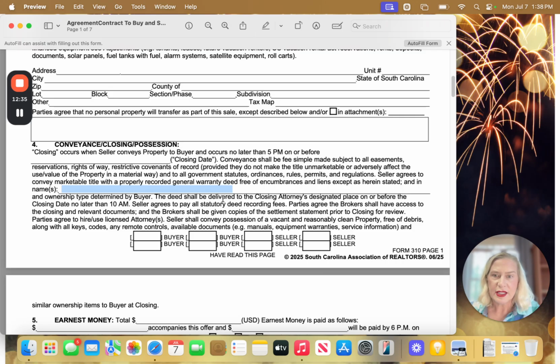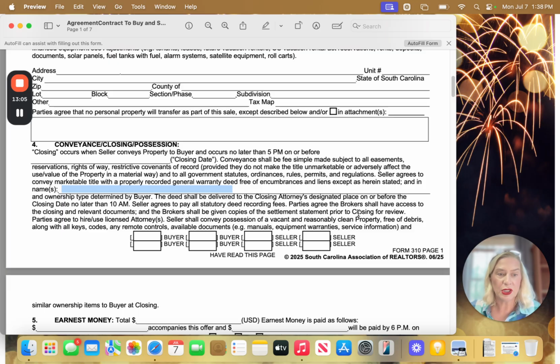It discusses that the deed shall be delivered to the attorney's designated place on or before the closing date. Again, the attorneys usually do all this stuff. Seller agrees to pay all recording fees. Parties agree broker shall have access to closing relevant documents. Broker shall be given copies of settlement statements prior to closing for review. Parties agree to use and hire a licensed attorney. The seller shall convey possession of vacant and reasonably clean property free of debris.